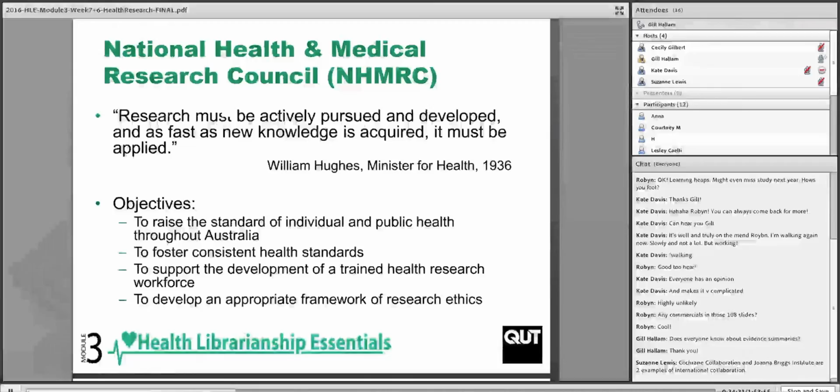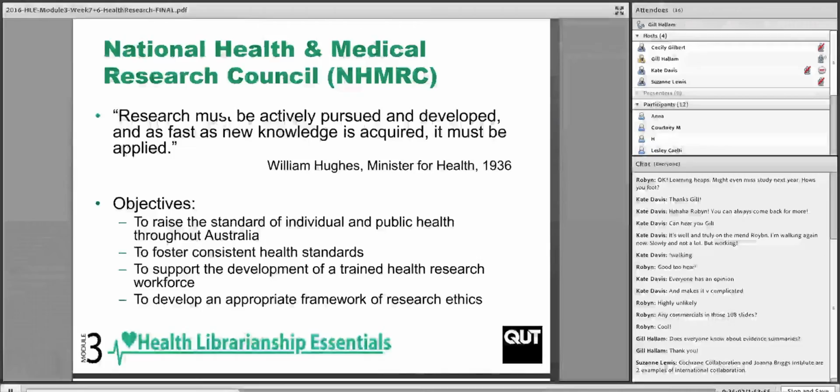The NHMRC remains obviously one of the key areas, and going back, it was launched in 1936, and it came with the Minister for Health saying at that time that research should be actively pursued and developed. And as fast as new knowledge is acquired, it must be applied. And that's one of the big challenges, to fast track that developmental stage and get it from the research elements into applied clinical environments as well.